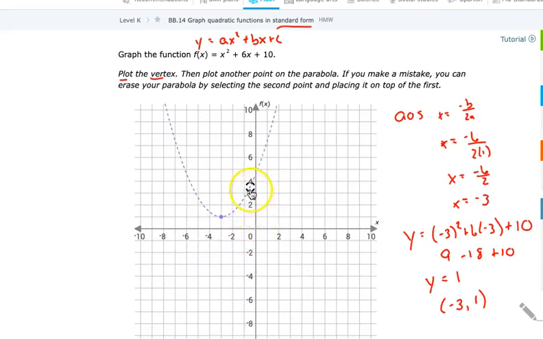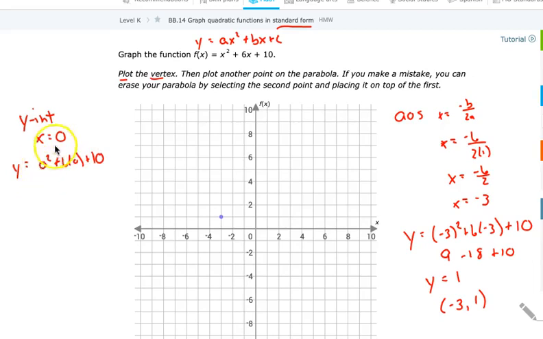Which way is it going to go? Well, I know it's going to go up because it's positive. But I need another point. From standard form, we have the option of using the y-intercept because it's nice and easy. If you think about it, the y-intercept is where x equals 0. If I plug that into the equation, I'm going to have y equals 0 squared plus 6 times 0 plus 10.